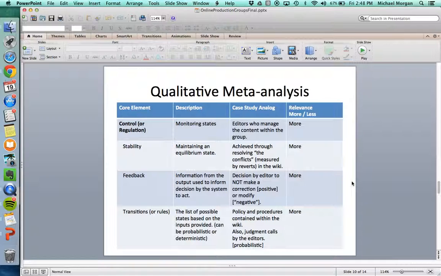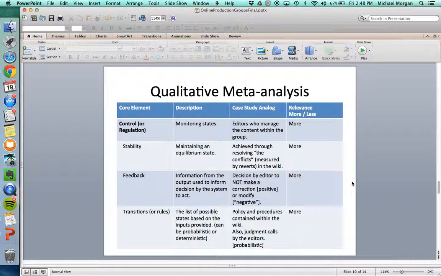And then another core element are the rules or transitions. This is the list of possible states based on the inputs provided, and this could be either probabilistic or deterministic. So kind of the guidelines. In the case study, the analog is really the policy and procedures contained within the wiki itself. So these are what drives the behavior of people as they work within the wiki.